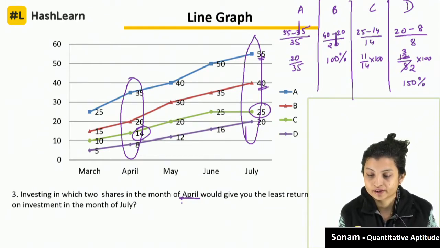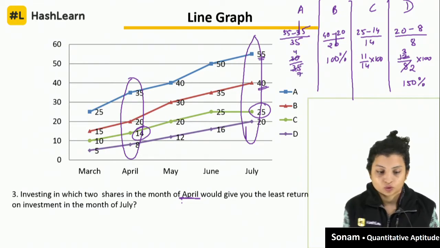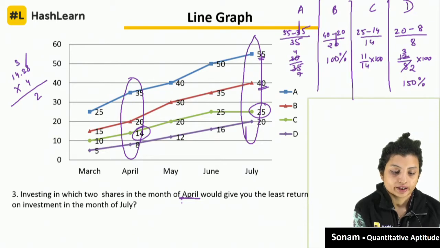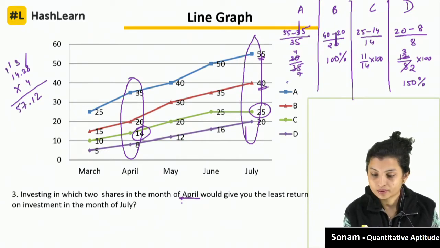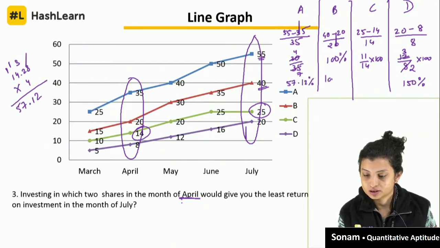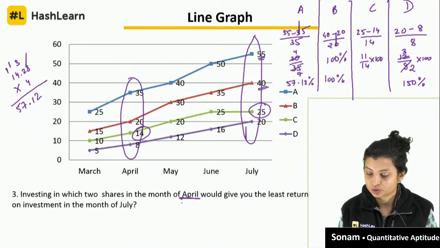Okay, first one, 5 by 7, correct? So 1 by 7 is 14.28, 14.28 into 4, let's do that. 8 4s are 32, 3, 8, 9, 10, 11, 16, 17. Okay, so this is coming out very less, 57.12%. This is 100%.